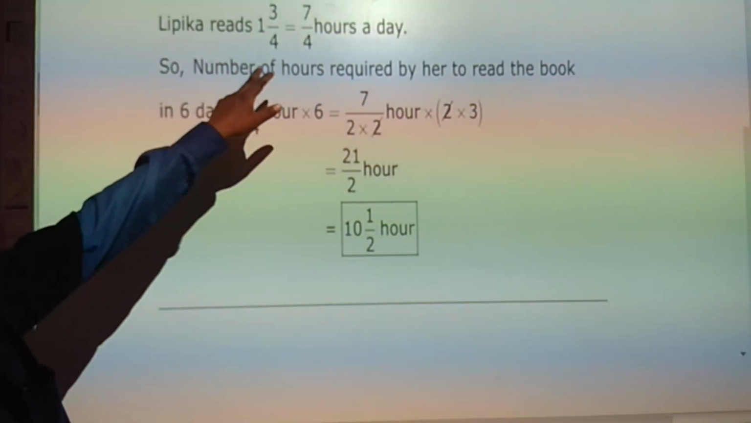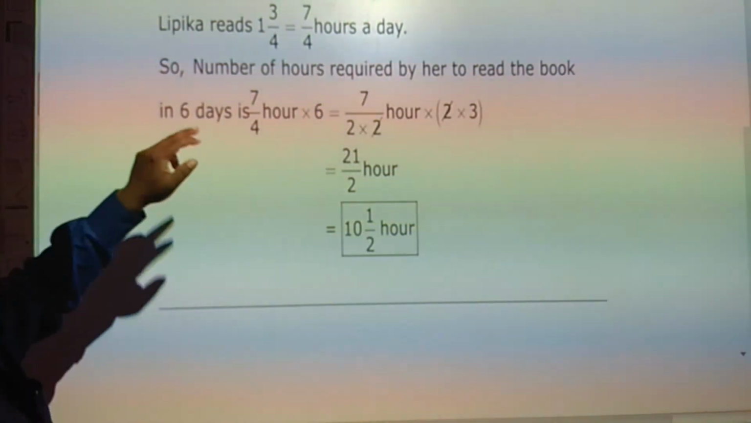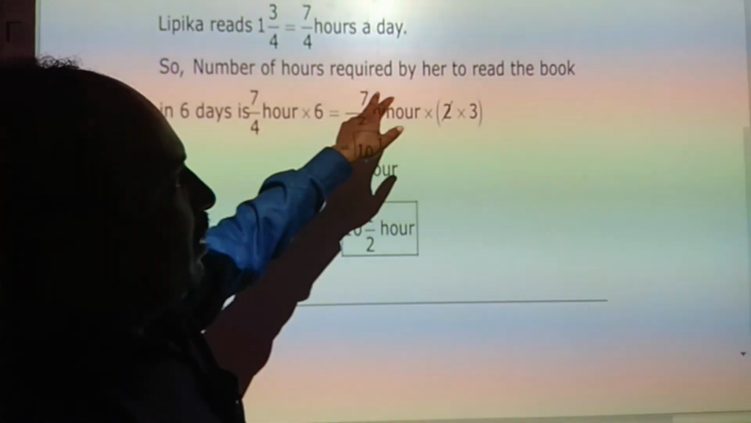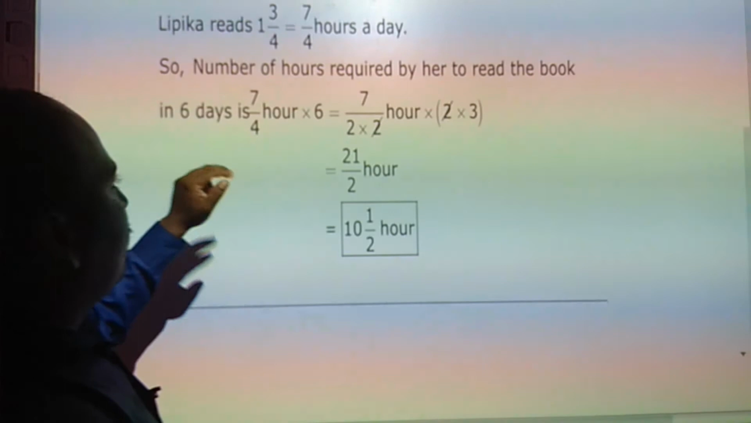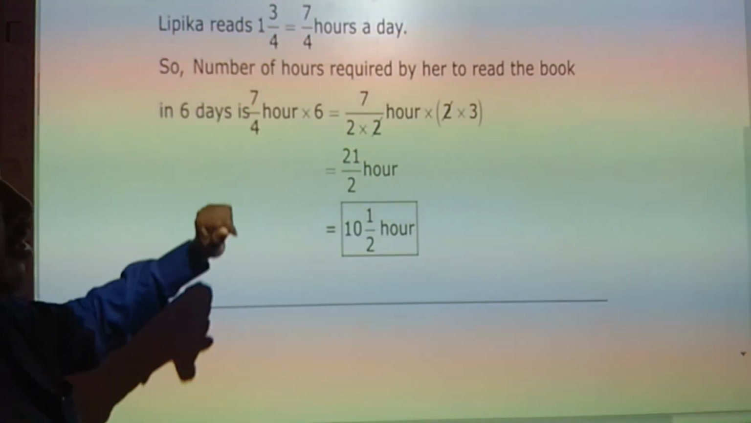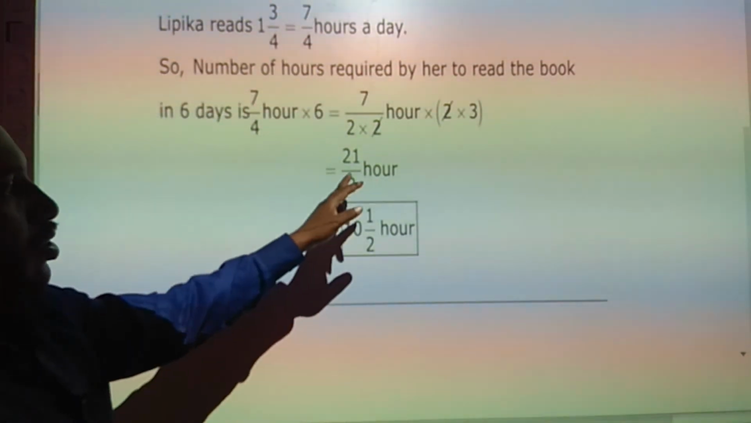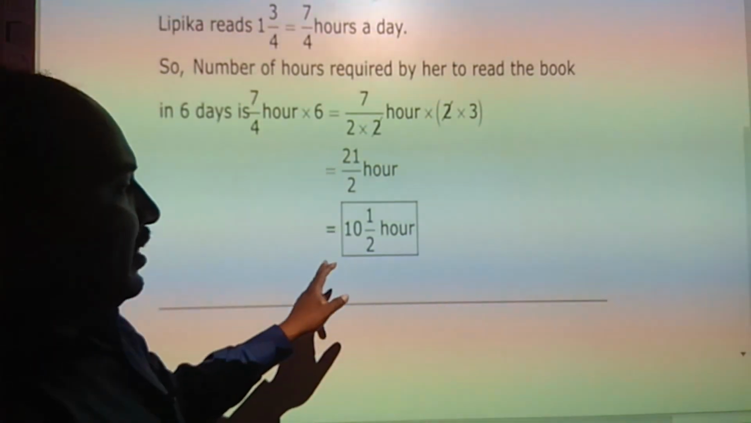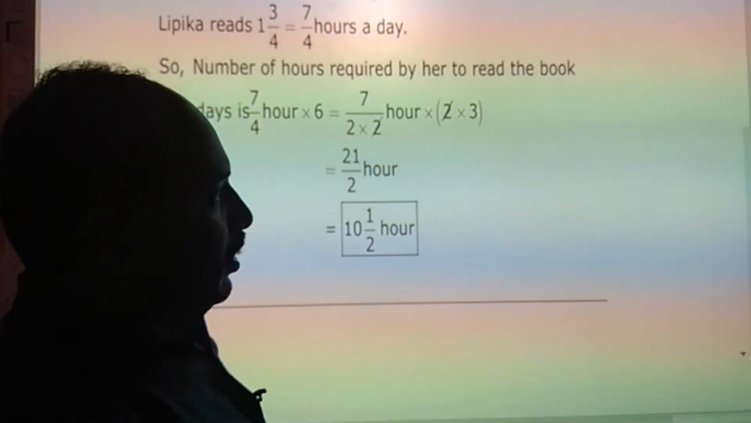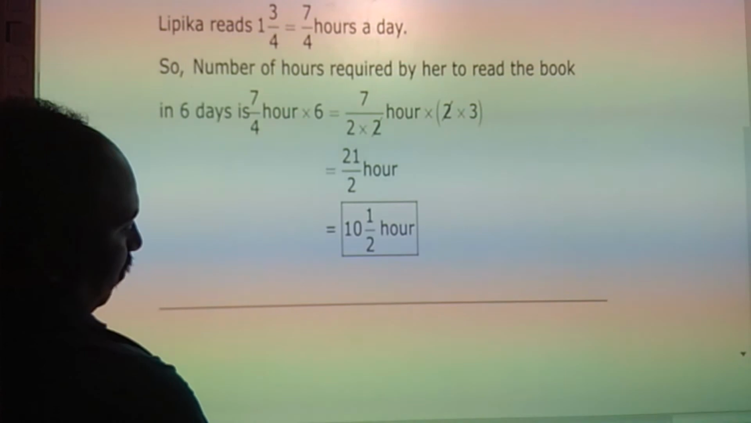Lipka reads 7 by 4 per day. The number of hours required by her to read the book in 6 days is 7 by 4 into 6, which is equal to 21 by 2, which is 10 into 1 by 2 hours. Next, our homework part.